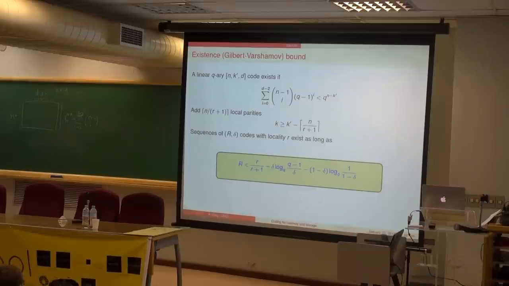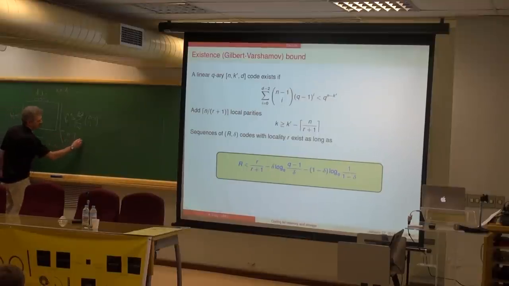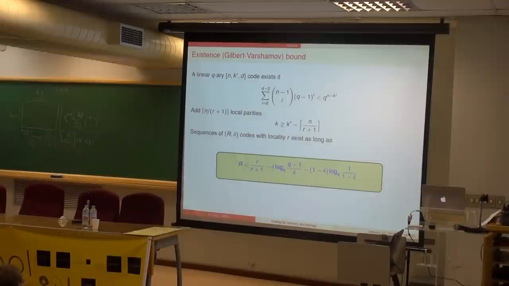Well, now we want locality. What do we do? Well, we run this LDPC type argument. Let us add a little parity check for the first recovering set, r plus 1, the second, and so on. So we have added n over r plus 1 additional parities, and therefore dimension goes down by that quantity. Let's call this k. Dimension goes down by that quantity, and therefore this is the guaranteed dimension of our code now with locality, because we have added parity checks.